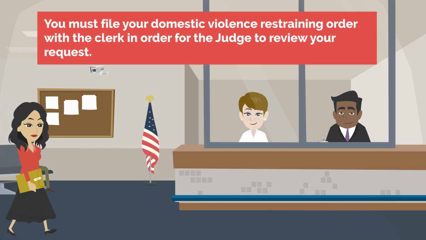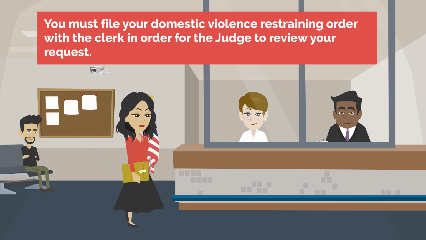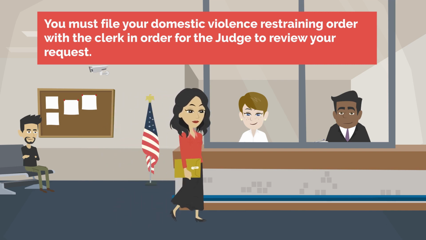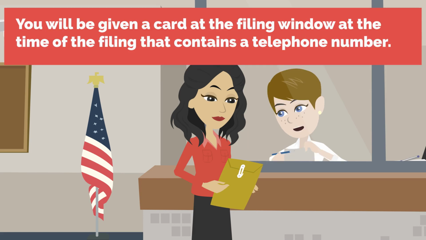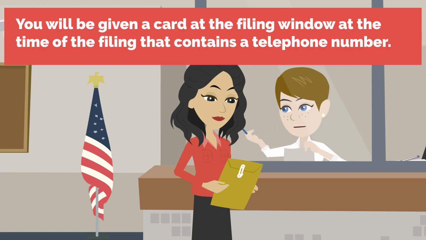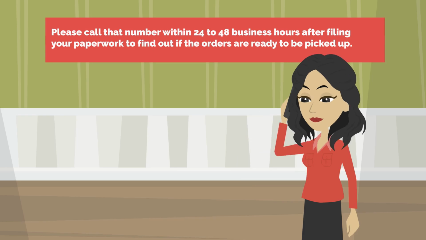You must file your domestic violence restraining order with the clerk in order for the judge to review your request. The court will return your paperwork within 24 to 48 business hours from the time you file. You will be given a card at the filing window at the time of the filing that contains a telephone number. Please call that number within 24 to 48 business hours after filing your paperwork to find out if the orders are ready to be picked up.